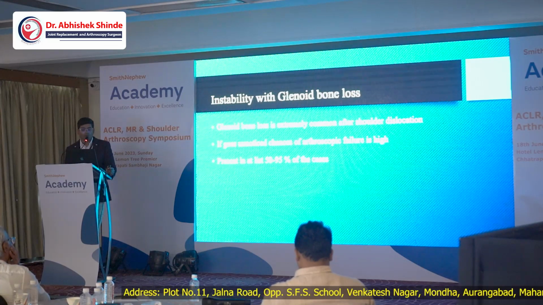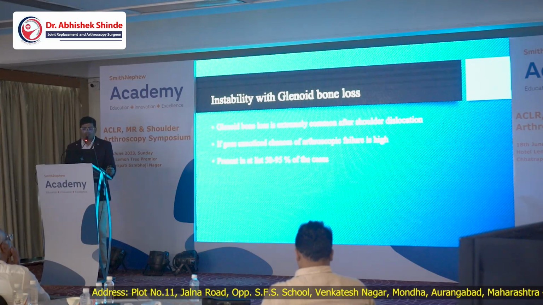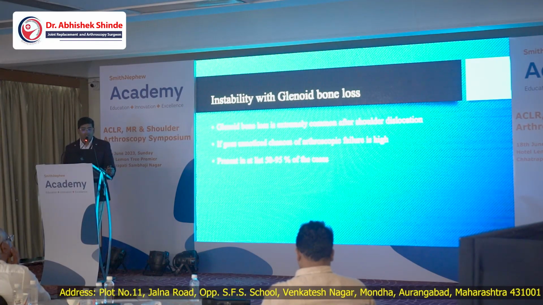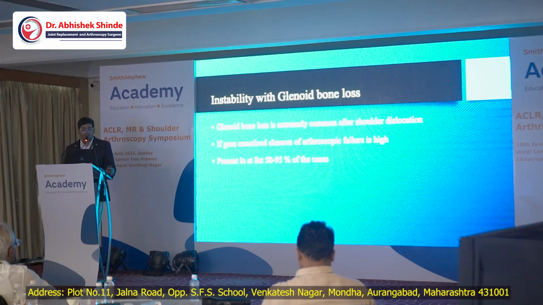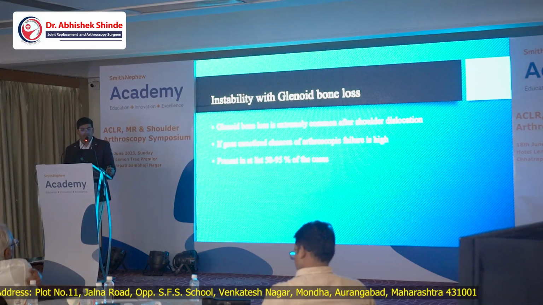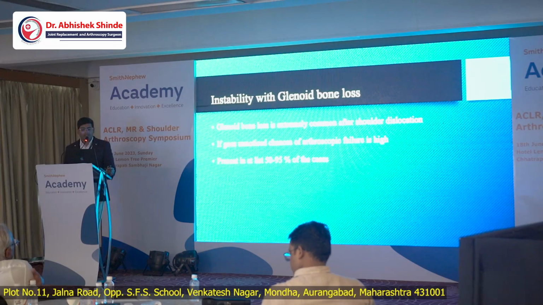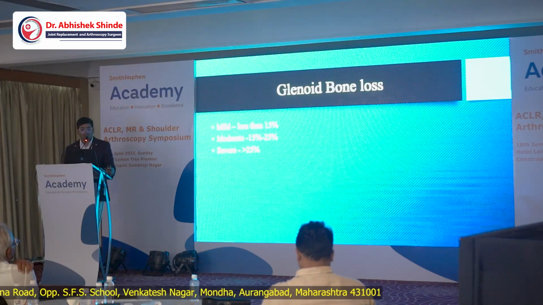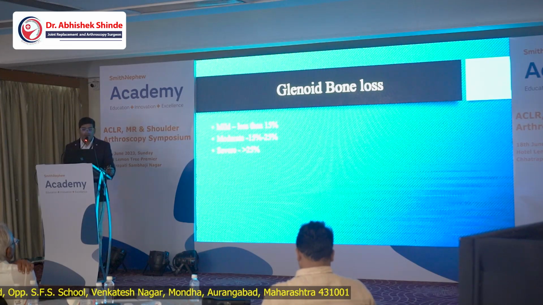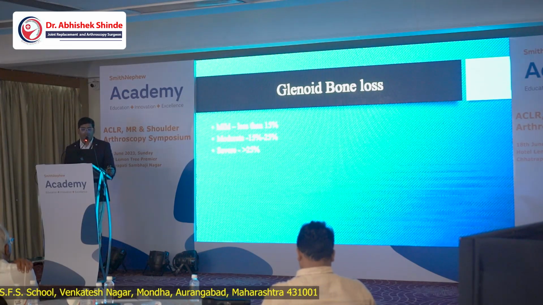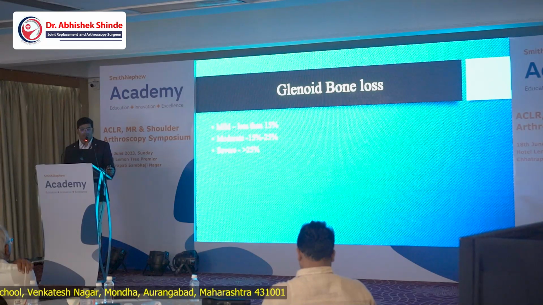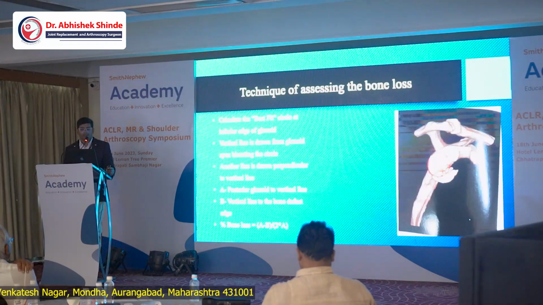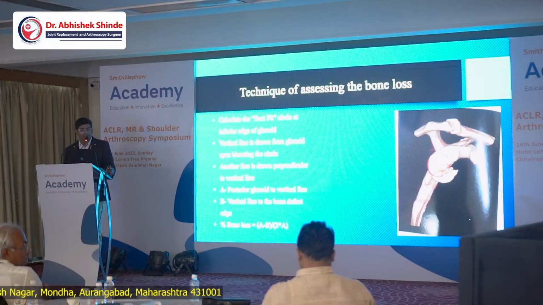Instability with glenoid bone loss. Glenoid bone loss is extremely common after shoulder dislocation. If it goes unnoticed, the chance of arthroscopic failure is high, and it is present in at least 50 to 90% of cases. Glenoid bone loss is considered mild if less than 15%, moderate 15 to 25%, and severe more than 25%. How to calculate the glenoid bone loss?